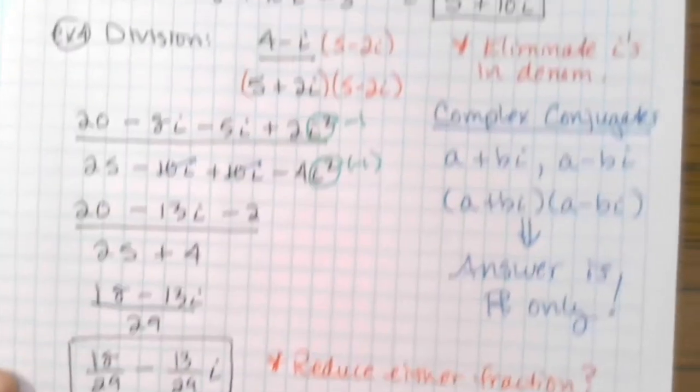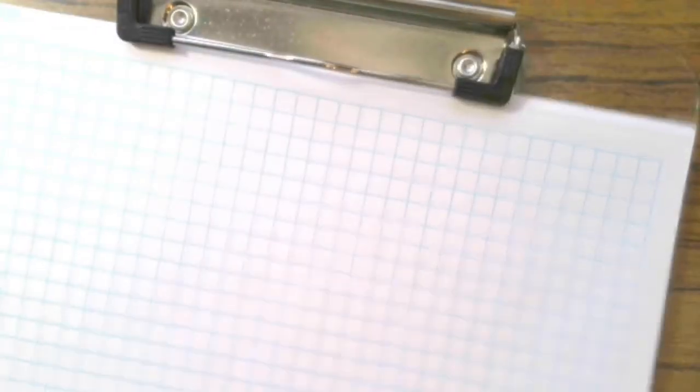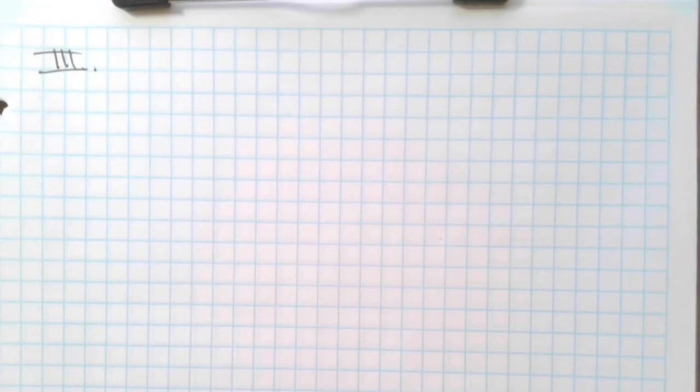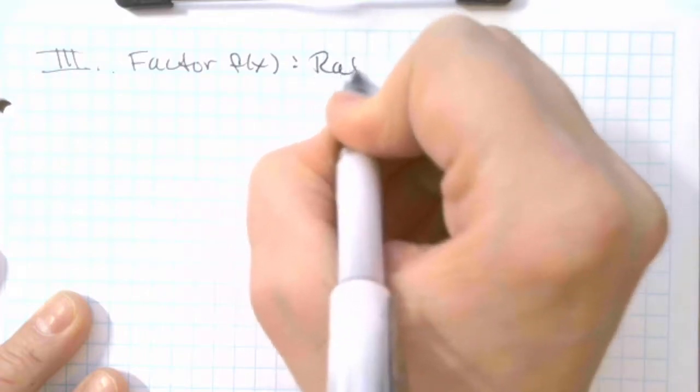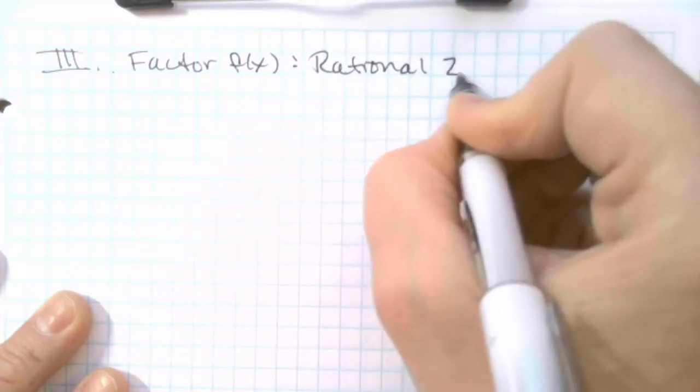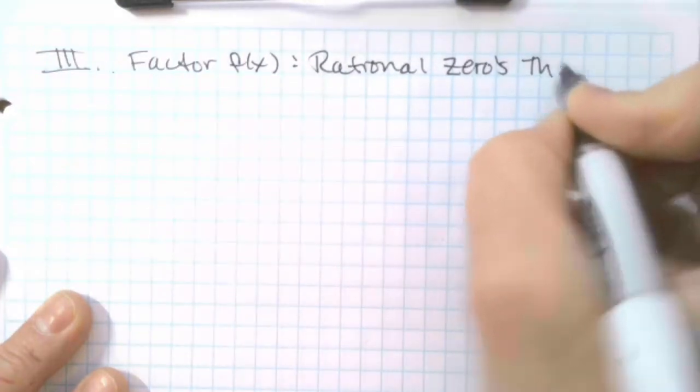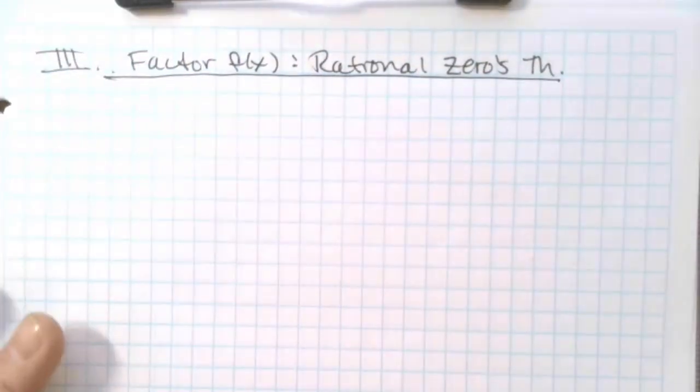Okay, I'm going to flip the page. Roman numeral 3. Now we're going to do a problem where we're going to find zeros that are complex. So we're going to factor f of x, and we're going to use rational zeros theorem. And we're going to end up with complex numbers.